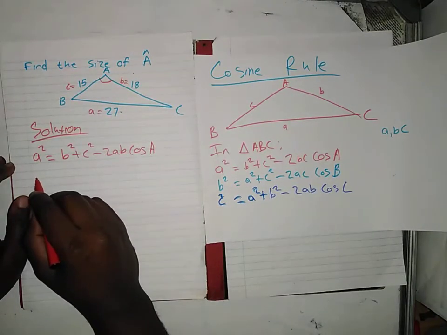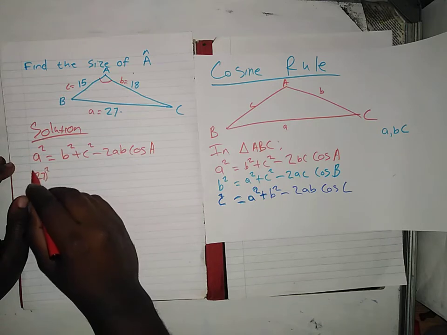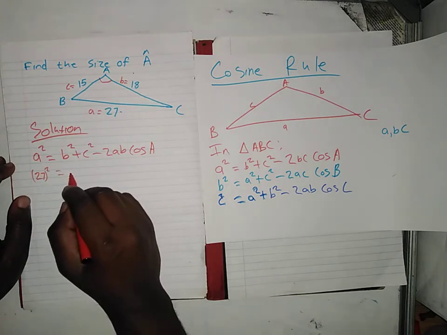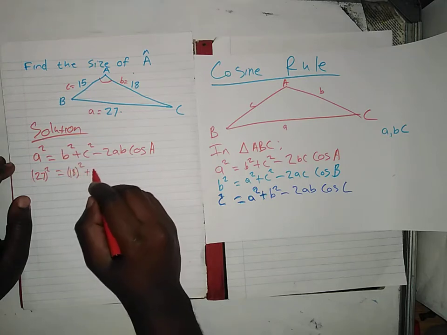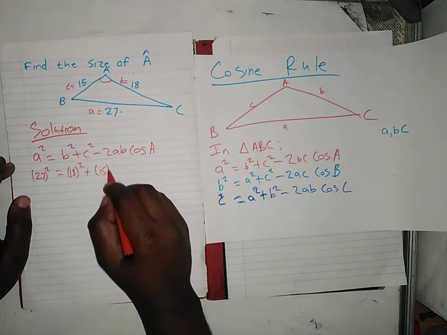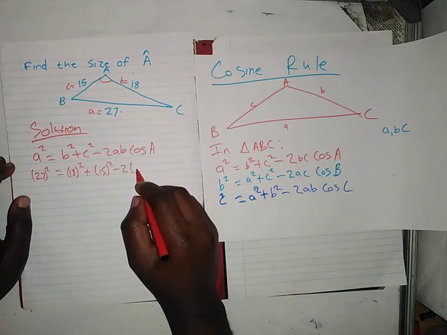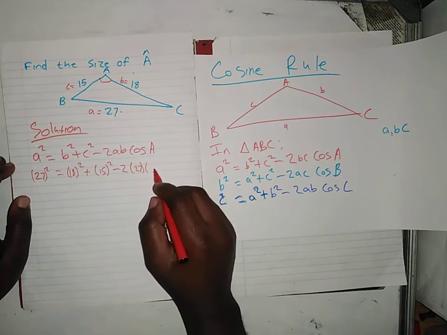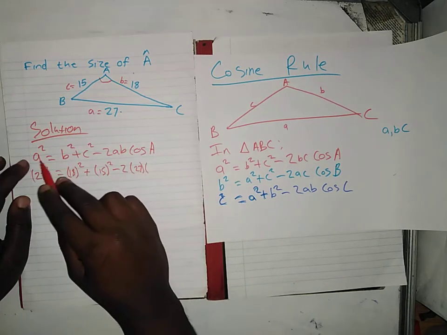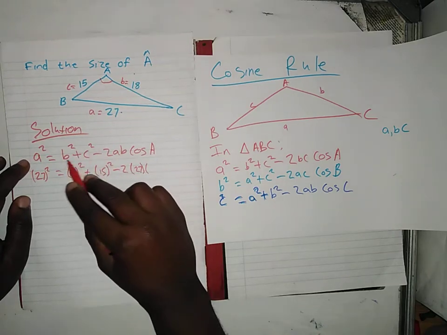So in place of a squared, what do you put? You put 27 squared, right? 27 squared is equal to, so b, what is b? 18 squared plus c is 15 squared, and then minus 2, and then a is 27, and then b, what did I do here? a squared is equal to b squared plus c squared plus 2bc.